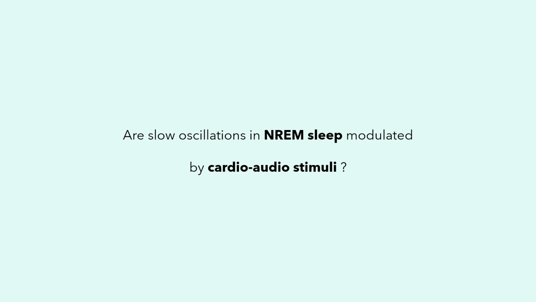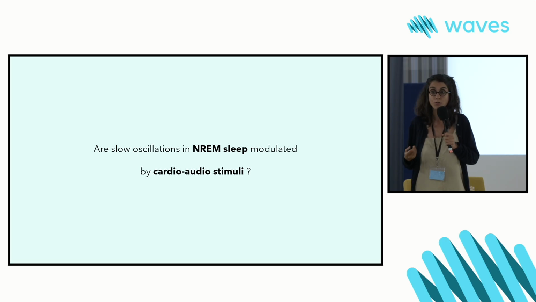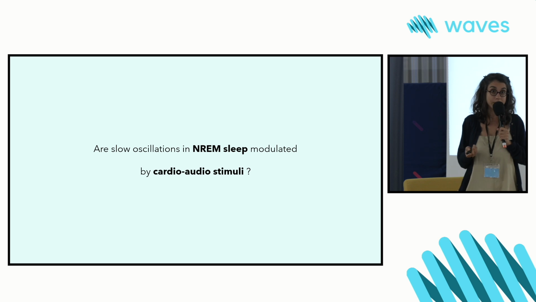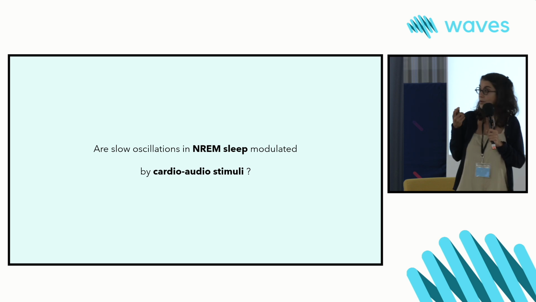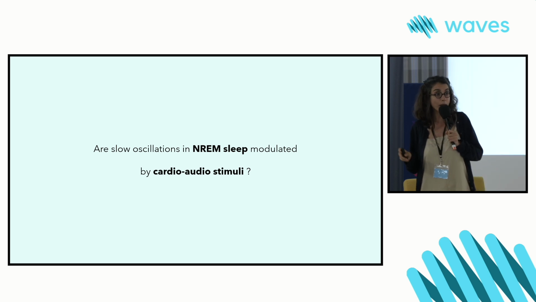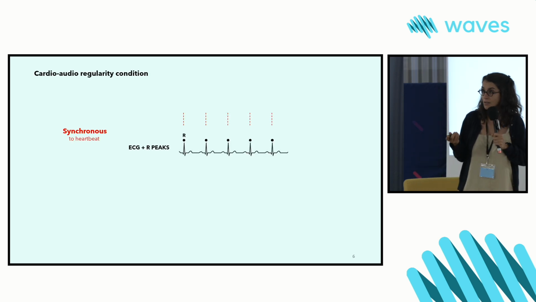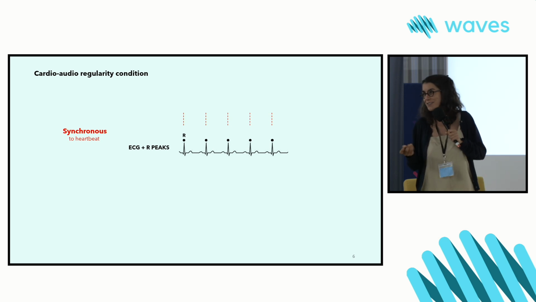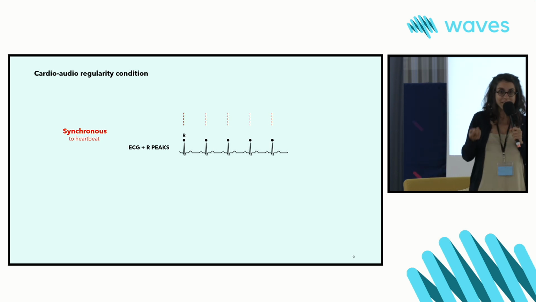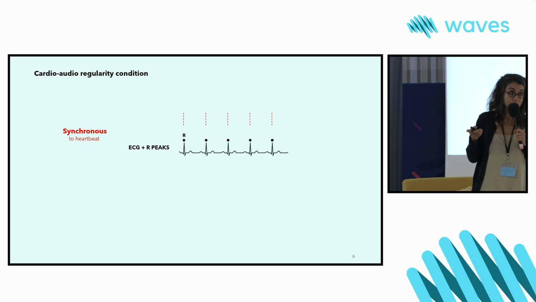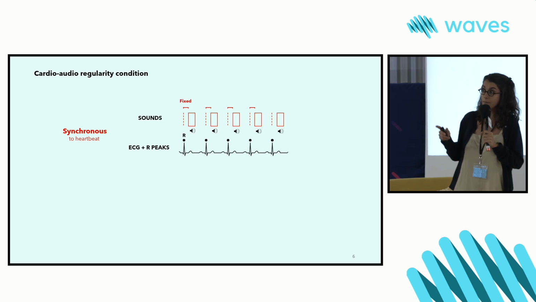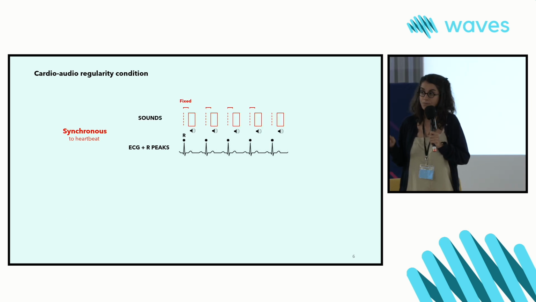With this in mind, here we wondered whether, if we experimentally imposed a fixed interval between the R peaks and the sounds, we could observe similar modulation of slow oscillations in deep sleep. To do this, we utilized a commonly employed paradigm in our lab where cardiac and auditory stimuli are either synchronized or not. In the appropriately termed synchronous condition, we impose a fixed interval between the R peaks in the ECG signal, which we detect in real time, and the sounds that we administer.